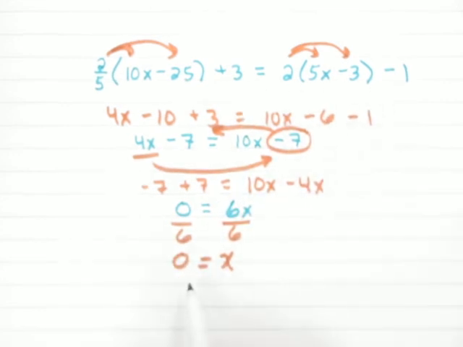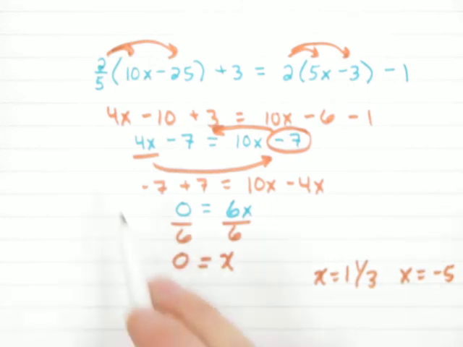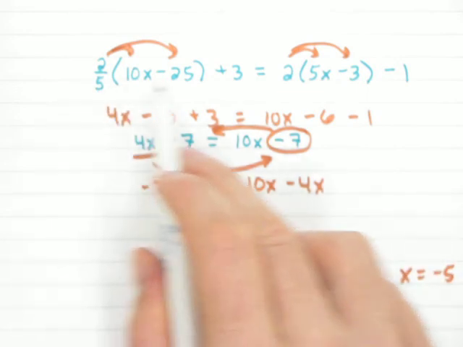There's no difference between this and say something that said x equals 1 1/3 or x equals negative 5. Those are considered unique solutions to equations. For this particular problem, x equals 0 is the only solution that makes that work.